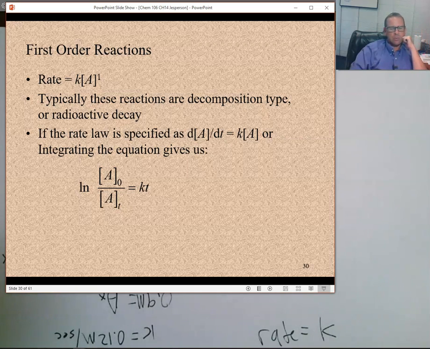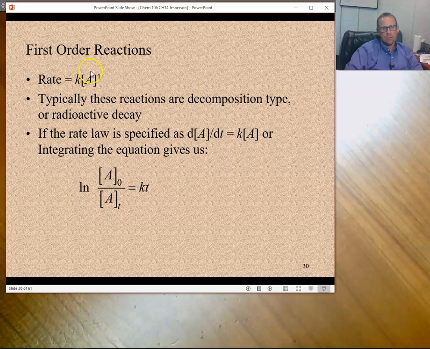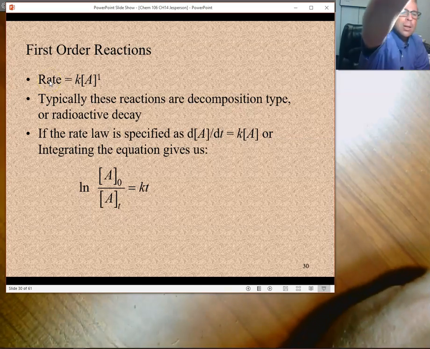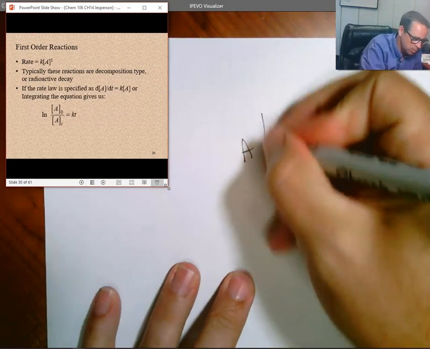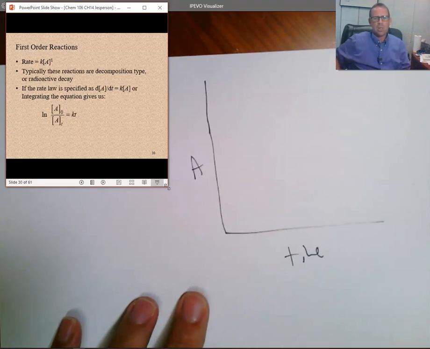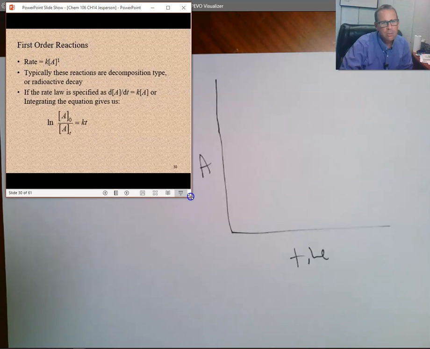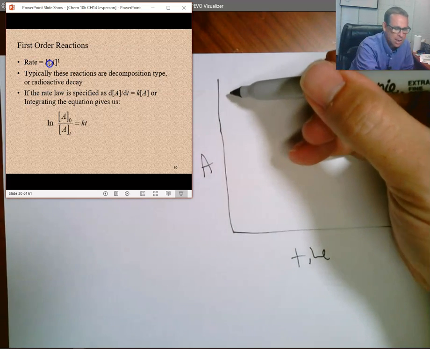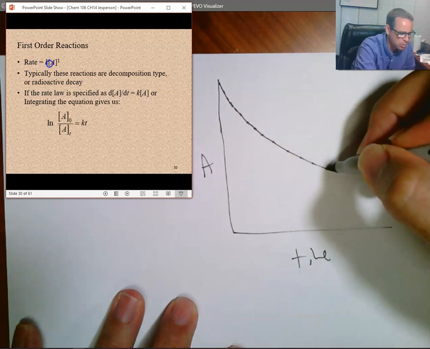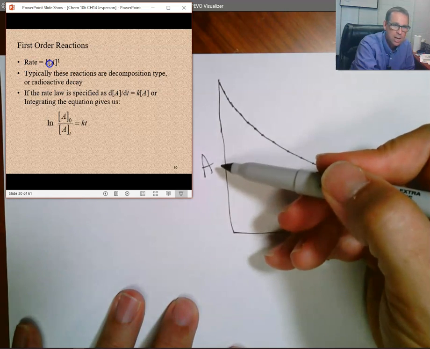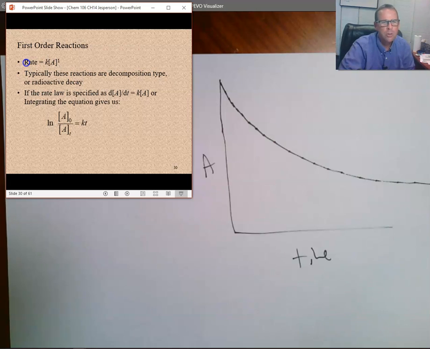Okay, first order reactions. In a first order reaction, the concentration of the reactant affects the rate of the reaction. Therefore, if you look at a plot that shows the concentration of A versus time, because the concentration of A influences the rate, the concentration of A versus time will decrease, but the rate at which it changes will slow over time, because as the concentration of A goes down, the rate will also decrease. All right? First order reaction.